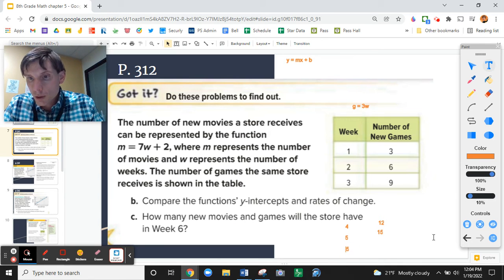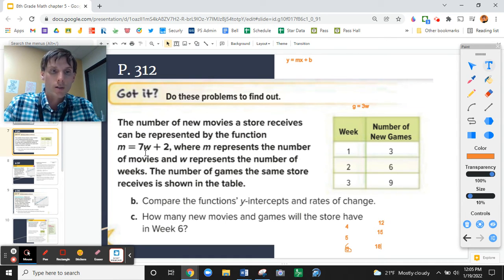Week 6 is just right over this. And week 6 we see is 18. Okay. So if we're going up by those 3s we have there, again, we can plug it into the equation as well. 3 times 6 being 18. So 18 games by week 6, okay? Whereas on this one, how many movies? We can just plug our 6 into that equation. So we're, again, going to substitute that w for 6.